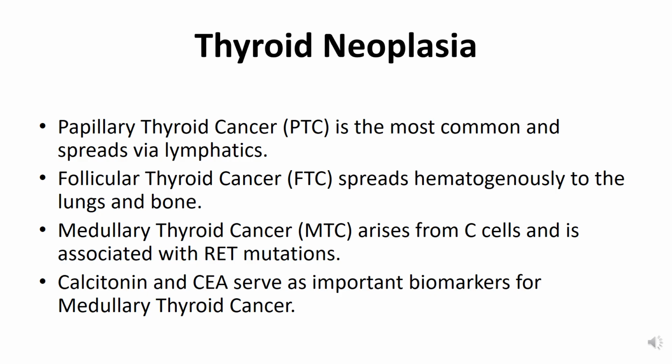Overall, thyroid cancers differ greatly in their cellular origin, metastatic pathways, genetic drivers, and treatment approaches. Papillary carcinoma favors lymphatic spread, follicular carcinoma spreads through blood vessels, and medullary carcinoma originates from neuroendocrine C cells linked to RET mutations and calcitonin production.